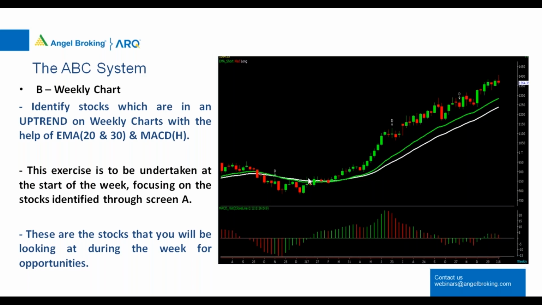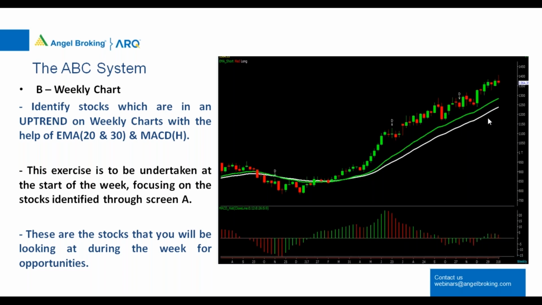we are seeing that the overall MACD histogram is positive and it's above the zero line. This is the zero line, so it's positive and it's increasing. If it's increasing, that's even better, meaning that the trend is gaining in strength. And here you are seeing that the moving averages, be it the 10 period or the 20 or the 30 period, are all sloping upwards. So you can be rest assured that any correction can be used as a buying opportunity. I hope this screen is clear.